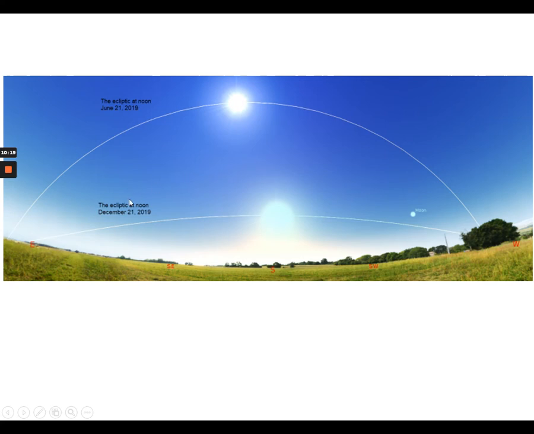And as mentioned before, the sun rises in the east and sets in the west only on 2 days of the year, which is the 21st of March and 21st of September. In the summer, it rises further northeast and sets further northwest, and in the winter it rises southeast and sets southwest.